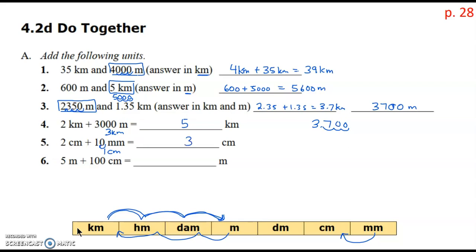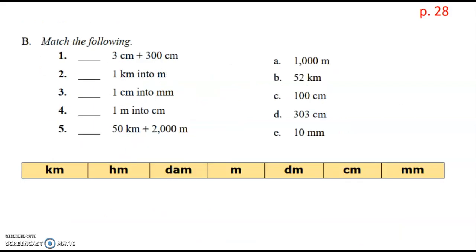And for number 6, we're looking to have our answer expressed in meters. Centimeters to meters is 2 decimal places to the left. So we're going to move by division, 2 decimal places. 100 centimeters is 1 meter. 5 meters plus 1 meter is 6 meters. For part B, you can pause the video, try these ones on your own.